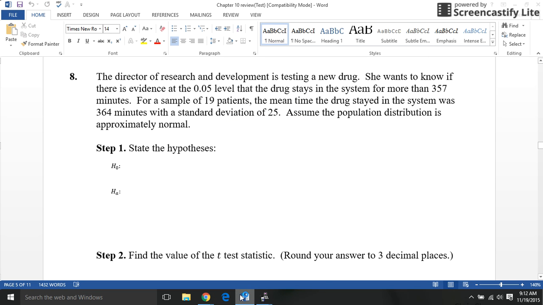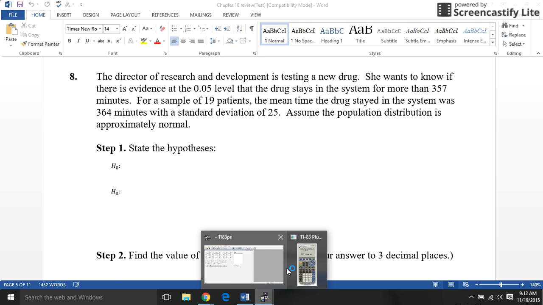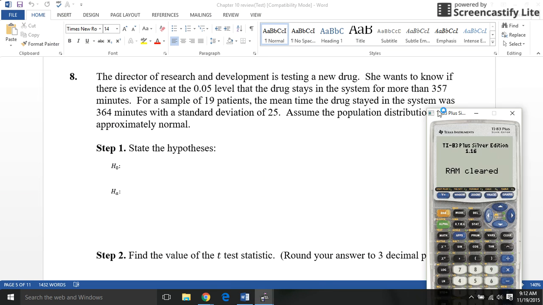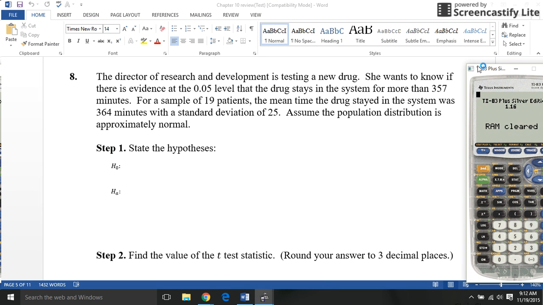Good morning. Let's keep going, and I'm going to go ahead and bring up the calculator so we can talk about what we're doing. All right, I'm in 10.3, which is the t-test. And the big way to know that it's a t-test is if you do not have a population standard deviation. So let's read this question and get out what we need from it.